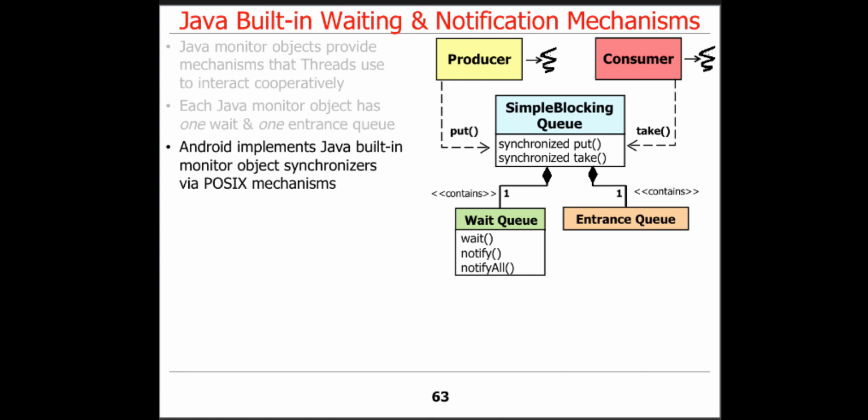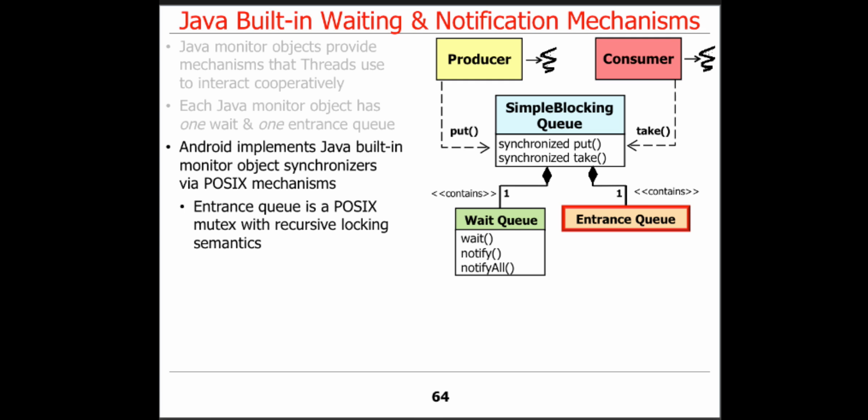Under the hood, Java implements the built-in monitor object synchronizers via POSIX mechanisms. Does anybody know what POSIX is? What does POSIX stand for? It's a standard which is standardized by the IEEE, and I think the Open Group is involved in this somehow as well. It's basically the Portable Operating System Interface for Unix. So they standardize the way in which Unix system calls and system functions are defined so that, at least in theory, you'd have an easier time moving things between different vendors' platforms.